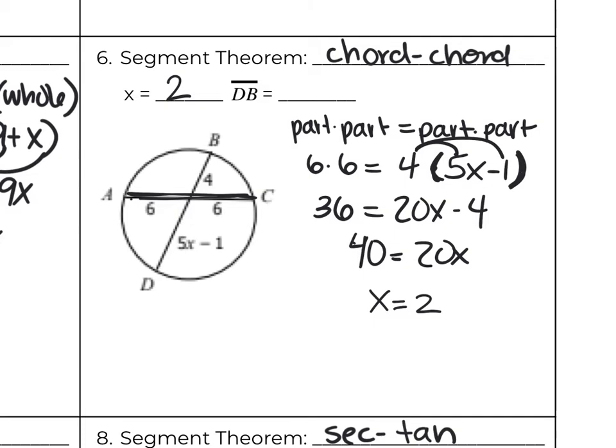Plug 2 in for x, so that's 5 times 2 minus 1. So what's that give us? 9. Is that my answer? No. Add the 4, because it is wanting the whole. So 9 plus 4 gives us DB equals 13.